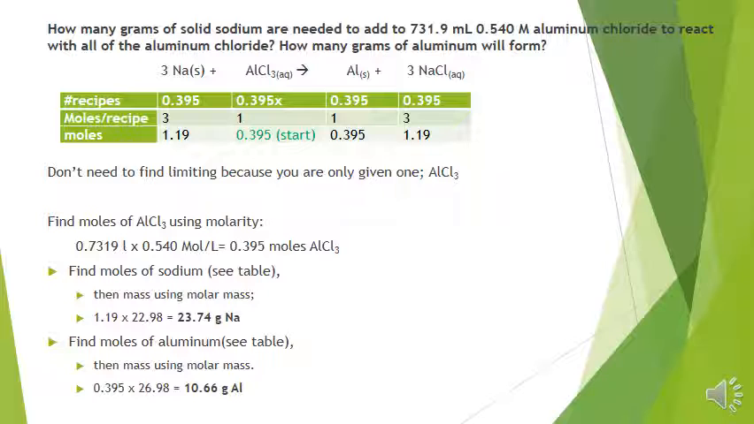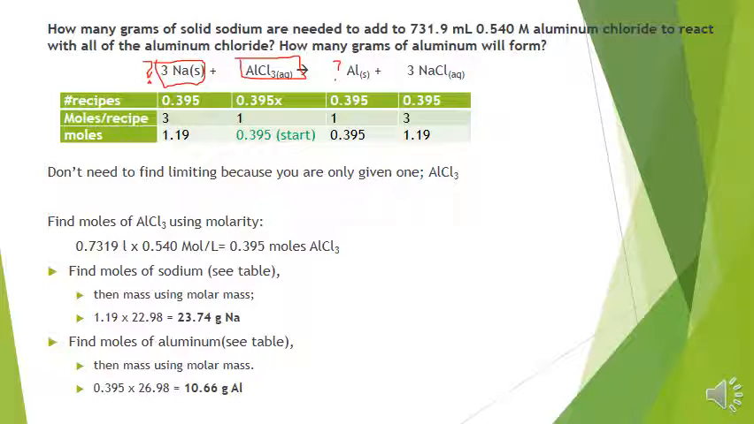All right, next problem. How many grams of solid sodium are needed to add to 731.9 milliliters of 0.54 molar aluminum chloride to react with all of the aluminum chloride? Okay, so what do I know and what do I want to find out? How many grams of solid sodium? This is what I am going to be looking for in the end, and it's grams. And what am I starting out with? I'm starting out with this right here. Anything else? Nope. Okay, so that's it.